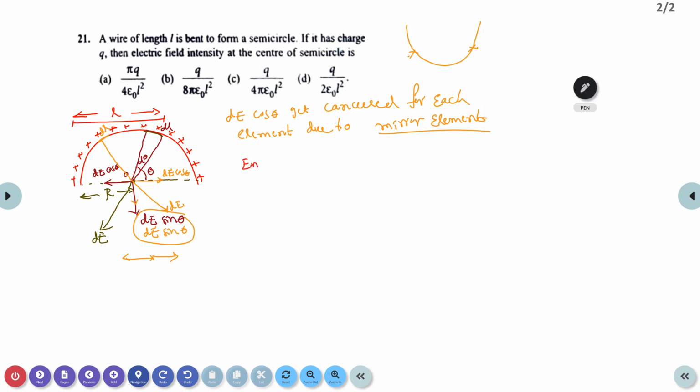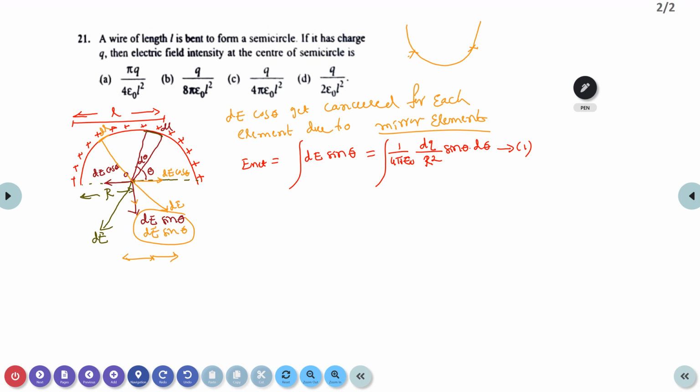E net equals the integration of dE into sin theta. Can I write dE equal to 1 divided by 4 pi epsilon naught into dQ divided by r square into sin theta into d theta? Fine. Now I want to find what is the value of dQ.